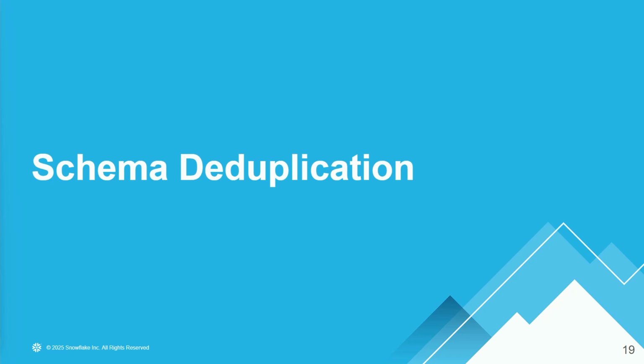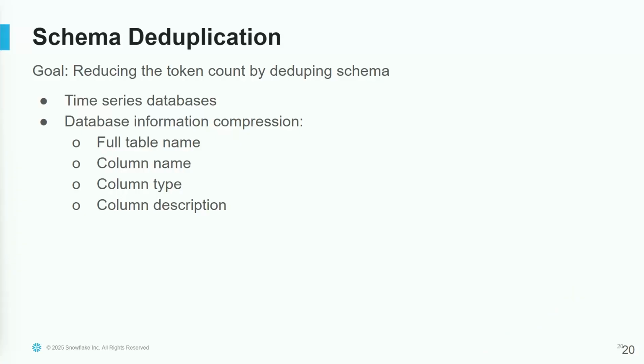The next step is schema deduplication. The main goal of schema deduplication is to reduce the tokens that exist in the database schema by removing the duplicated information. It usually happens in time series databases. You have tables that include the same information, so the fields in them are the same, but you have that data over time.